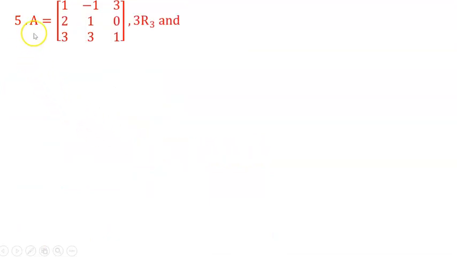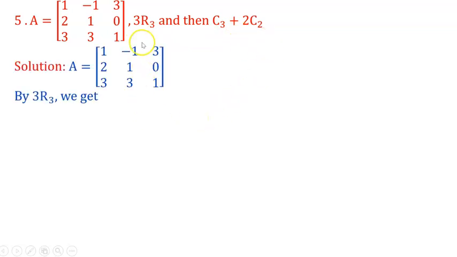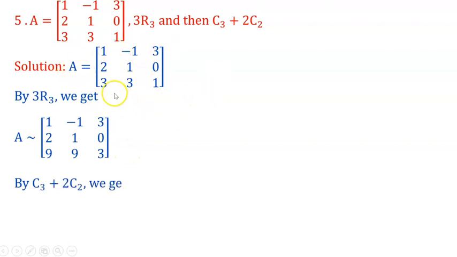Fifth question. A is equal to the matrix 1 minus 1 3 2 1 0 3 3 1. The first operation is 3 times R3. Then C3 plus 2 times C2. Now the first operation: multiply all the elements of the third row by 3. Keep the first and second rows as they are. Then the new matrix is 9 9 3. Okay, keep the first and second rows as they are.